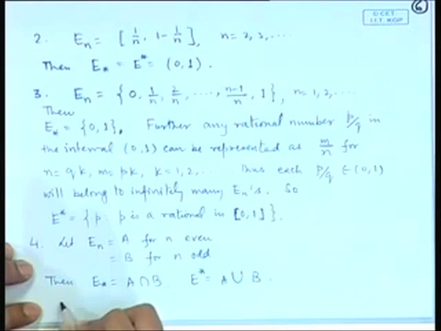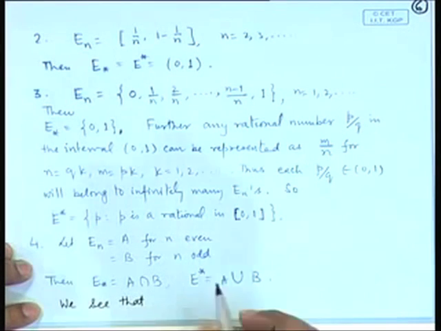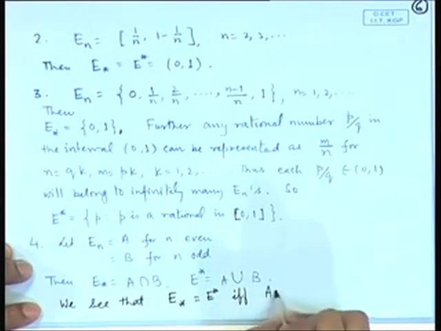Naturally, you can see that E lower star is equal to E upper star if and only if A is equal to B.